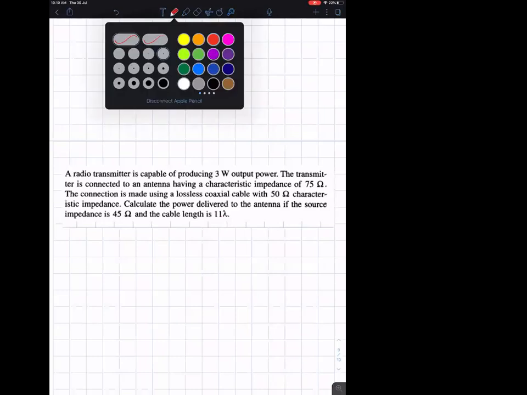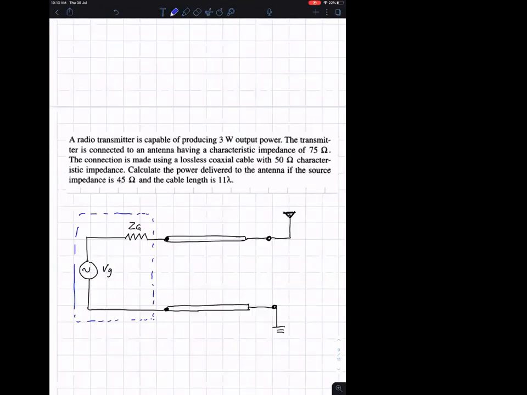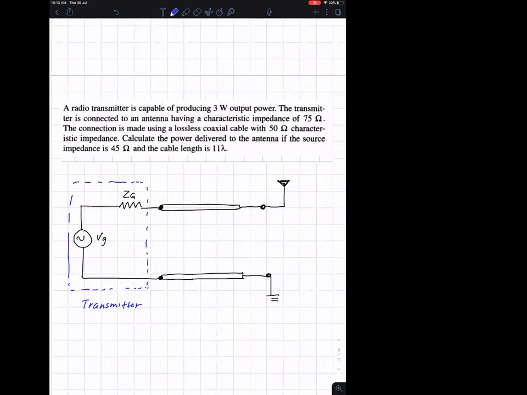If you can get the picture, it's fine. But if you cannot get the picture, then you can roughly sketch VG, the transmitter. And then this is given, 45 ohms. The characteristic impedance is 50 ohms. And then, okay, this is the antenna. And then you have, what else? The length is given.